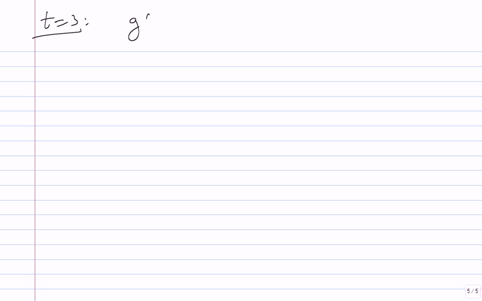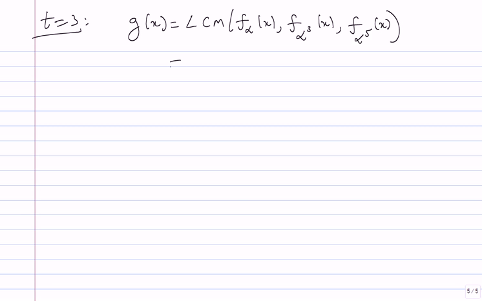What will g of x be? LCM of f alpha of x, f alpha power 3 of x, and then f alpha power 5. Okay, I know all of these guys are not the same. They're all distinct. They can't divide each other. So, the LCM has to be the product of all of them.